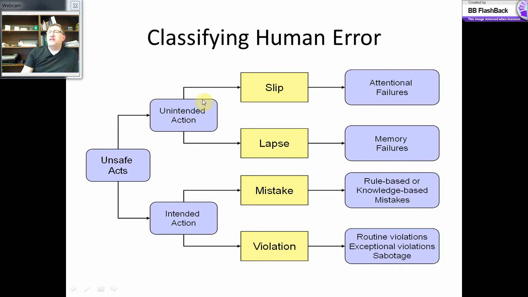The unintended actions are things that happen obviously by accident or at least not on purpose. This could be failures of attention or failures of memory. So a slip is when my attention fails. We're not talking about a slip like if you slipped on the wet floor, although maybe that's an attention failure, I guess, if you don't recognize that there's water on it.